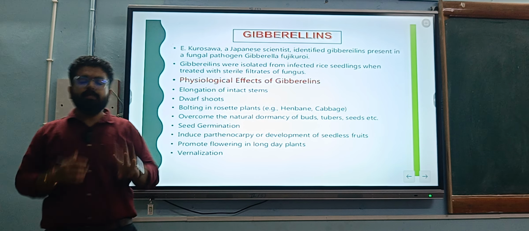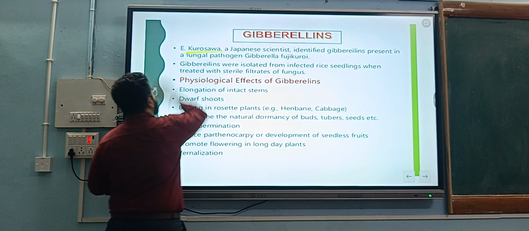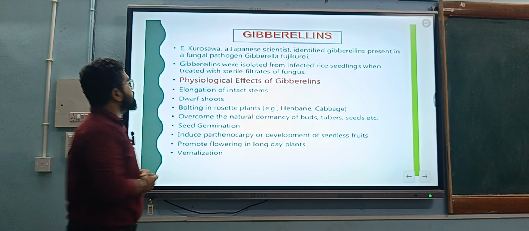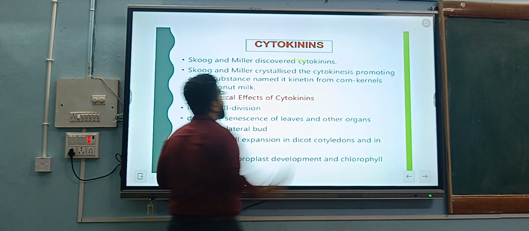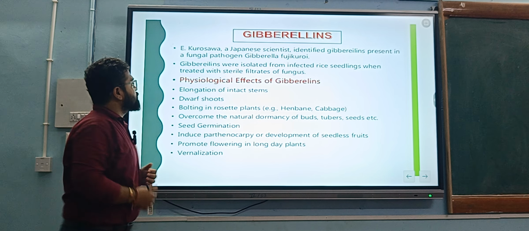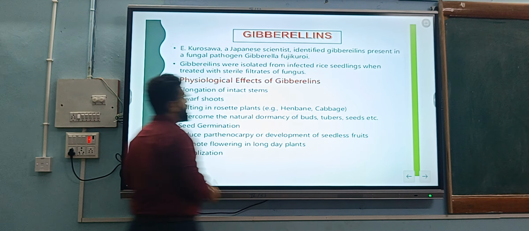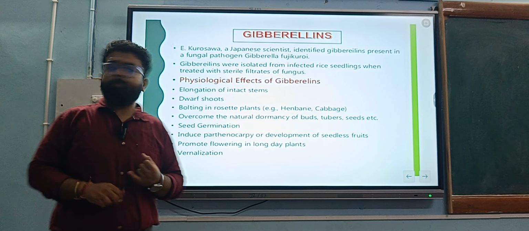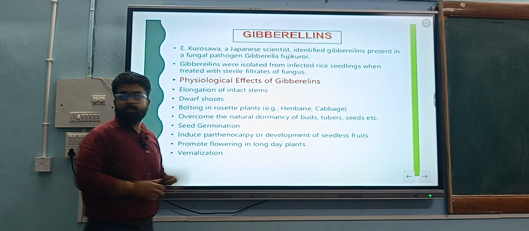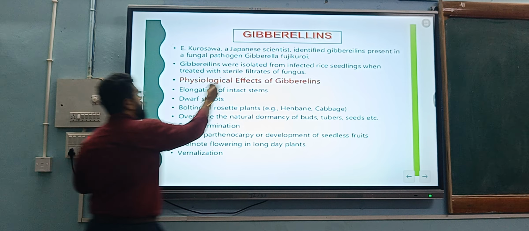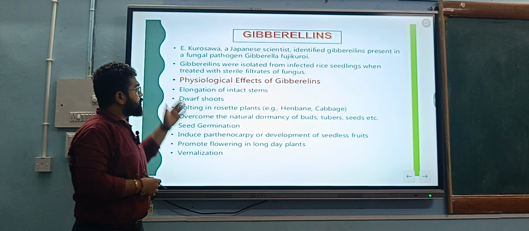The next is the third growth promoter, gibberellin. It was developed by Kurosawa, a Japanese scientist, who identified gibberellin present in a fungal pathogen, Gibberella fujikuroi. The gibberellins were isolated from infected rice seedlings treated with a sterile filtrate of the fungus.